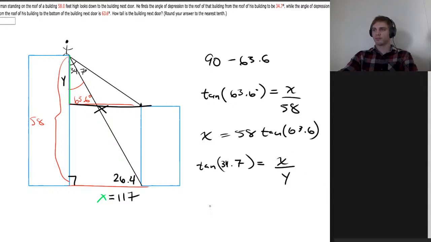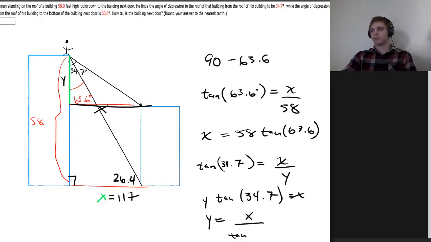Solve for y. So we're going to multiply both sides by y. Divide by tangent 7. And keep in mind, this is x here and here. So I'll substitute that. I put this in my calculator. Tangent of 63.6 divided by 34.